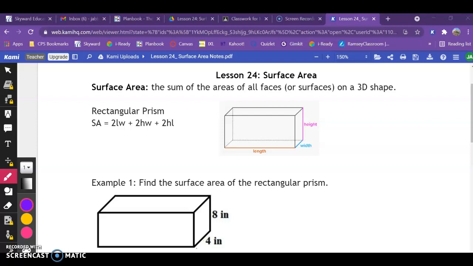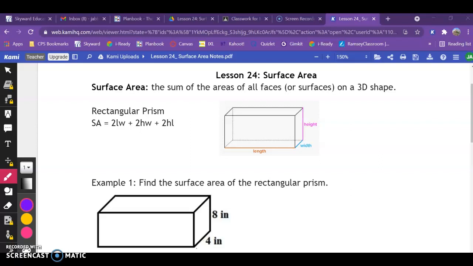Okay, for our last lesson, we are going to be talking about surface area. Surface area is the sum of all of the areas of all faces or surfaces on a 3D shape. I guess the way I would explain it is if you were going to wrap this shape in wrapping paper for a gift and you didn't overlap any, if you cut the pieces for each side exactly correct to fit, how much paper would you need? What is the area of that?